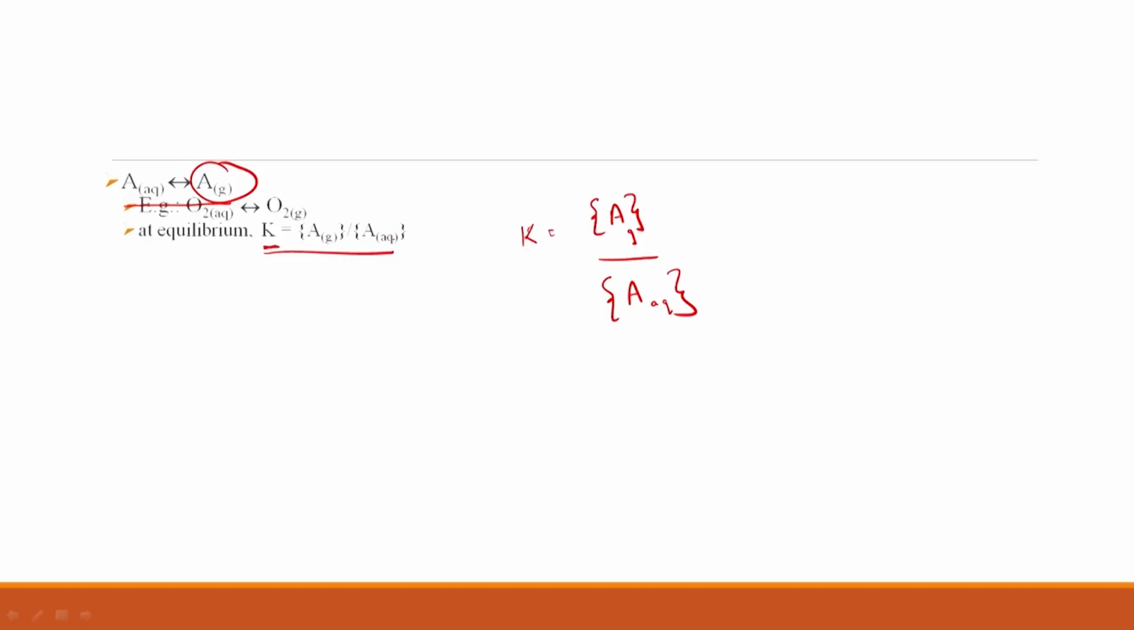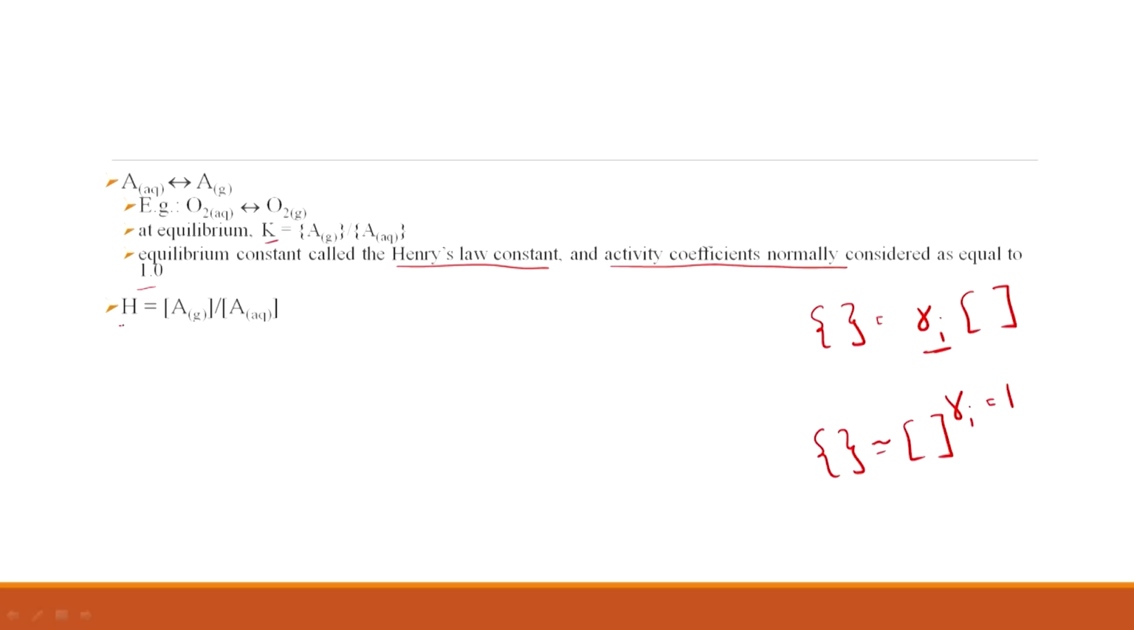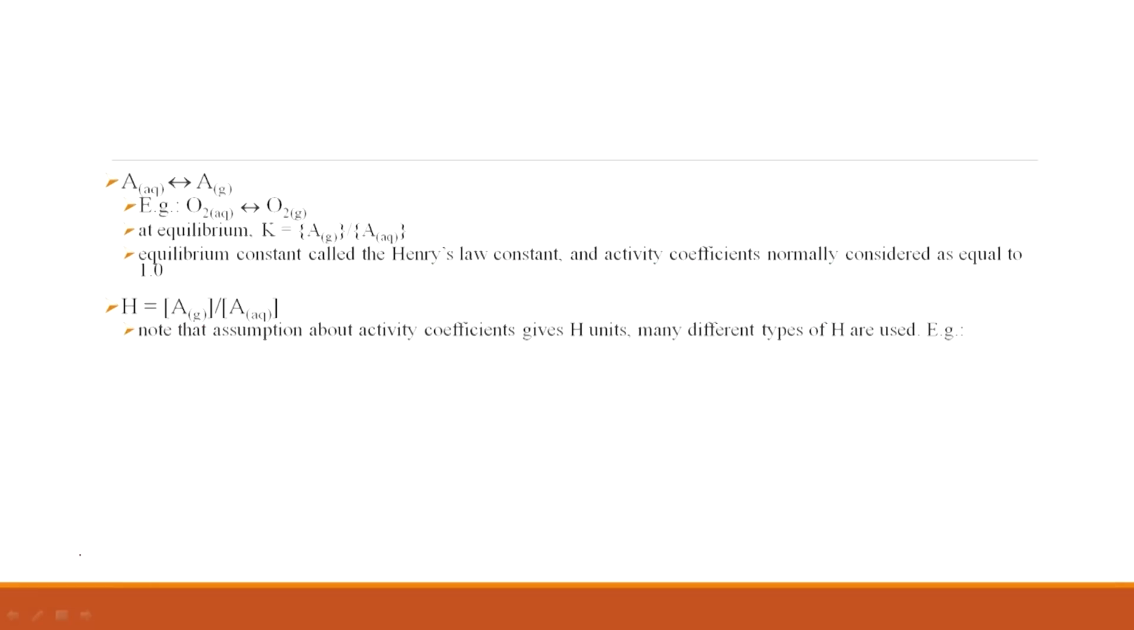In this context, that equilibrium constant is referred to as the Henry's law constant, and as I said, the activity coefficients are normally considered equal to 1. Activity is equal to an activity coefficient times concentration. So in dilute systems, which is the case we are going to frequently encounter in this course, we say the activity coefficient is equal to 1. Thus, activity is almost equal to concentration. That is why we say K is Henry's constant, and we replace activity by concentration.